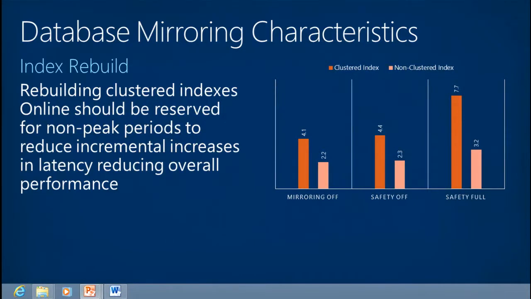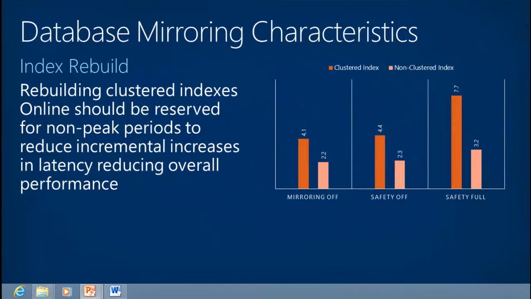If you look at these numbers, with mirroring off, when you do an index rebuild on a non-clustered index, there's not that much of a performance penalty. It increases almost 100% as you perform a clustered index rebuild. Moving your way down, with safety full, which is synchronous mirroring, safety off obviously is asynchronous mirroring, and the first one is mirroring off, which is no mirroring at all. If you look at safety on, synchronous mirroring, and you're performing an online rebuild of a clustered index, it's 7.7 seconds for a typical SharePoint index.